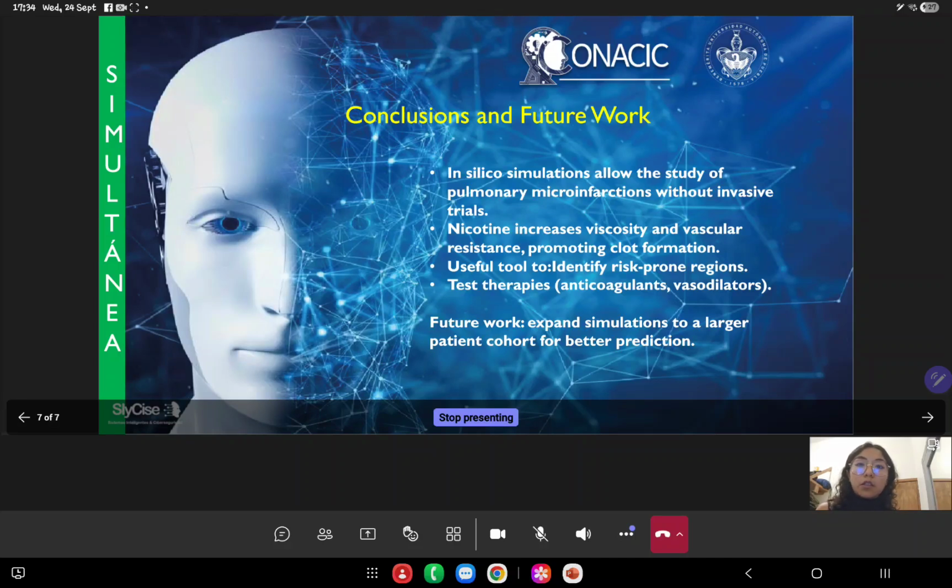We showed that nicotine increases blood viscosity, raises vascular resistance, and promotes clot formation, especially in chronic smokers. This computational approach represents a powerful tool to identify risk-prone areas in the lungs and for testing preventive therapies such as anticoagulants or vasodilators without the need for invasive clinical trials. For future work, we plan to expand the simulations to enlarge the patient cohort for better predictions. We are working on this.